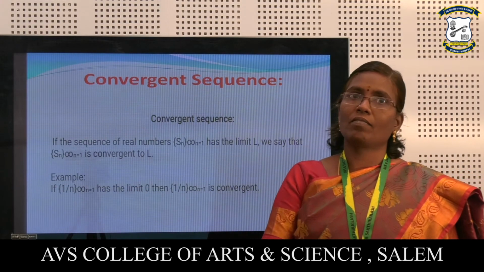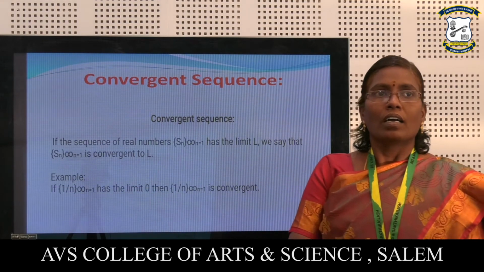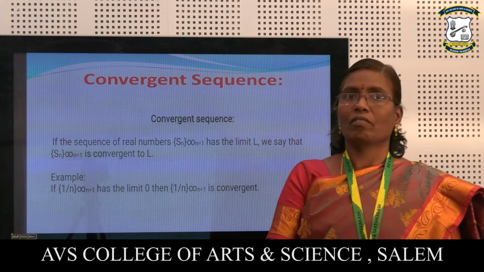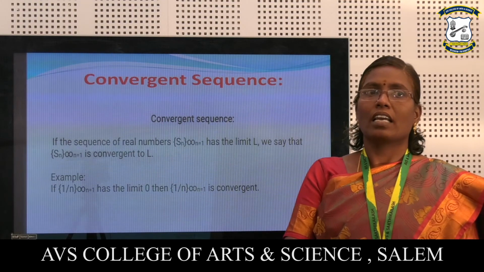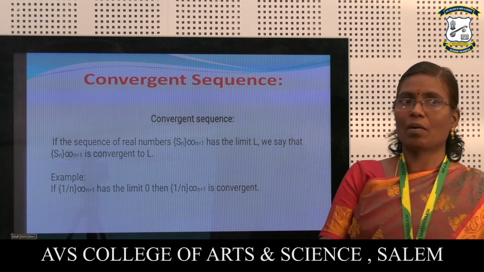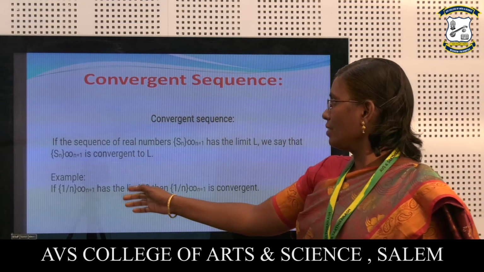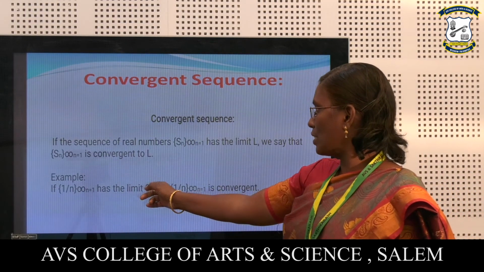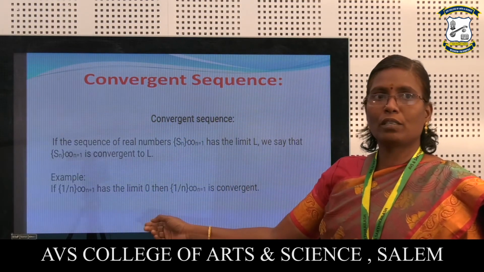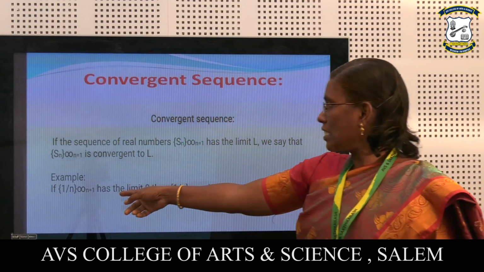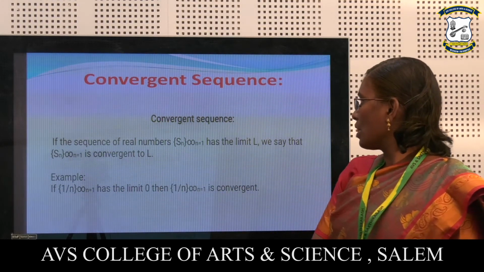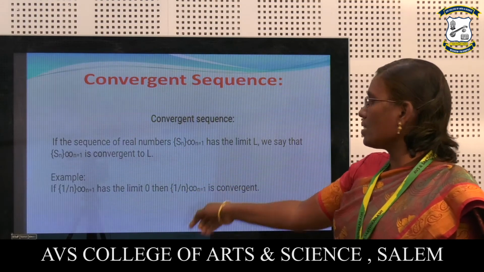Next we can see convergent sequence. If the sequence of real numbers S_n has the limit L, we say that S_n, n from 1 to infinity, is convergent to L. Example, the sequence 1 by n, n equal to 1 to infinity, has the limit 0, that is 1 by n is equal to 1, 1 by 2, etc. That sequence goes to 0, that is, the limit is 0. Then the sequence 1 by n is convergent.